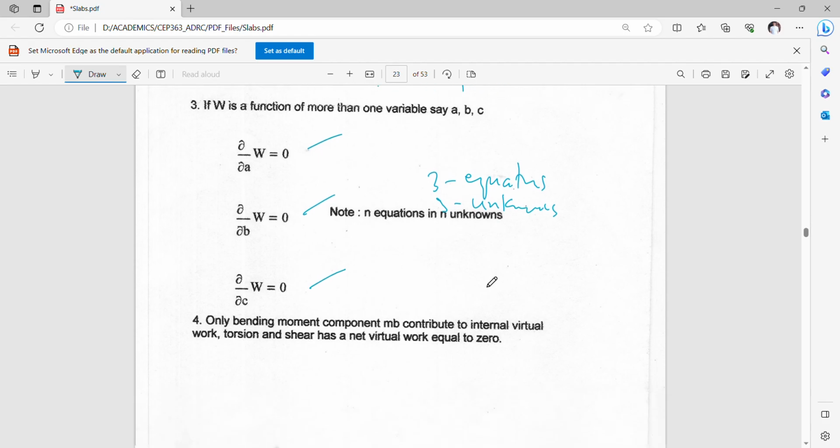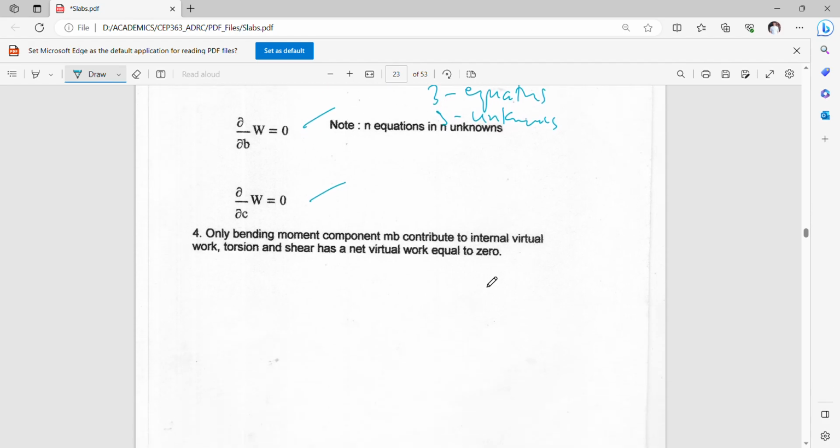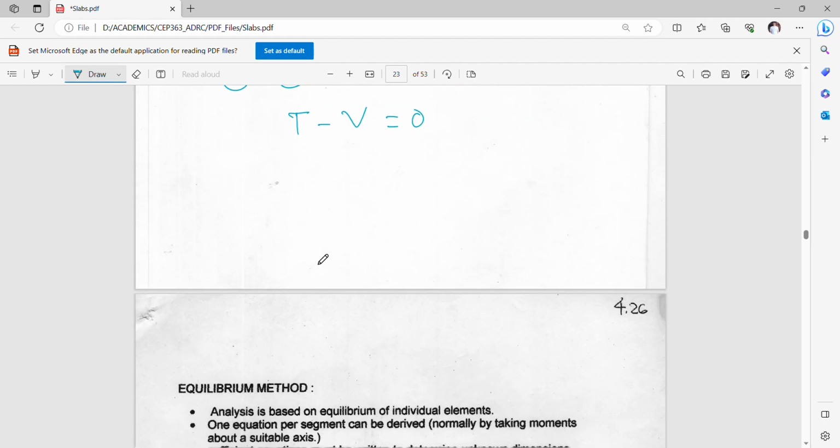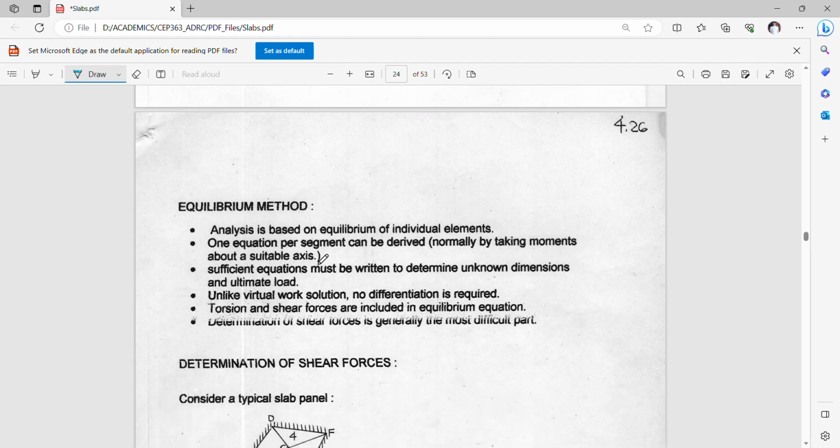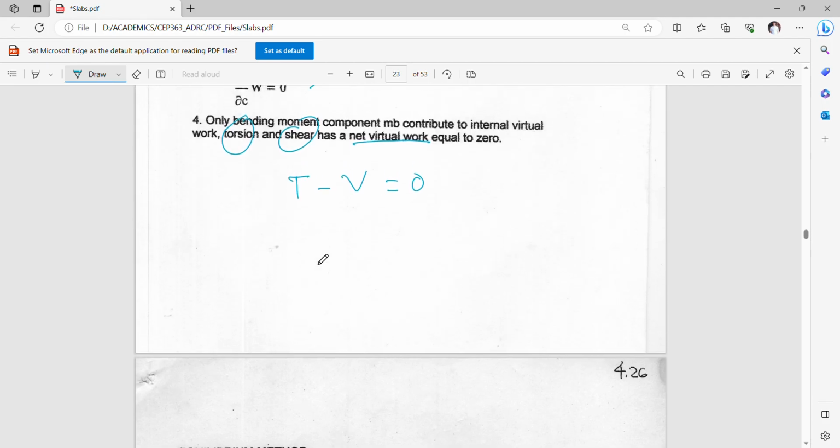Okay? So for number 4, only the bending moment component M will contribute to the internal virtual work, since the torsion and the shear will cancel out. Okay, so the net virtual work for torsion and shear, so torsion minus shear, will be 0. So you don't need to worry about torsion and shear in this regard. Okay, so that's it for the virtual work method.